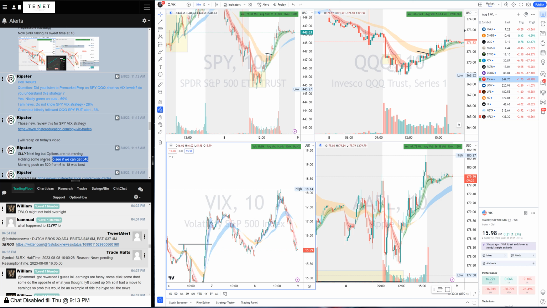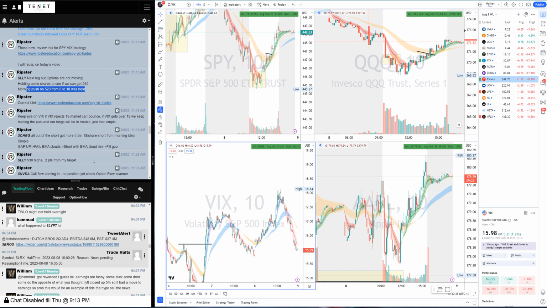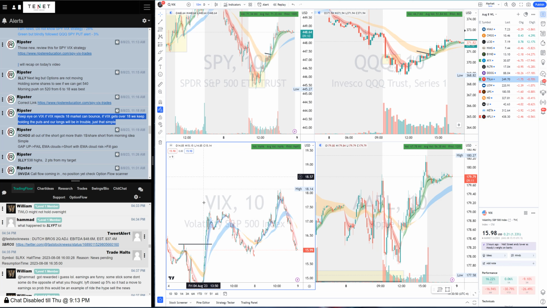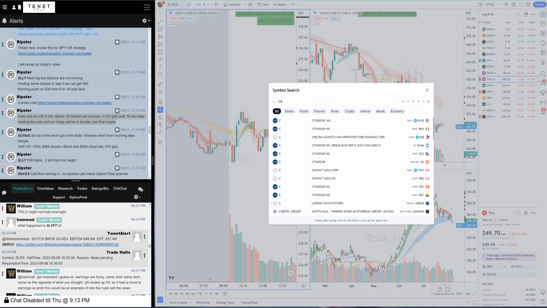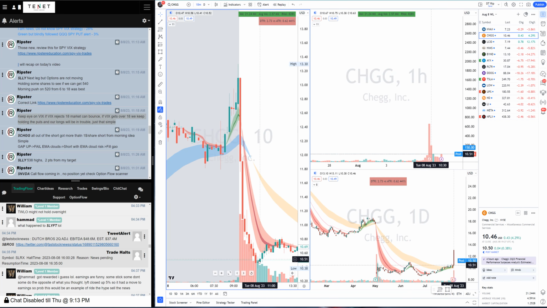So Lilly, the option started to stall. My target was 540 then, but the options didn't move much after that, so I was like, it's time to get out. So now, keep an eye on VIX. If VIX rejects 18, market can bounce. If VIX gets over 18, we keep holding the puts. It was that simple, guys, just that simple, right? And then I covered my check short, nice check short, covered $1 per share there.